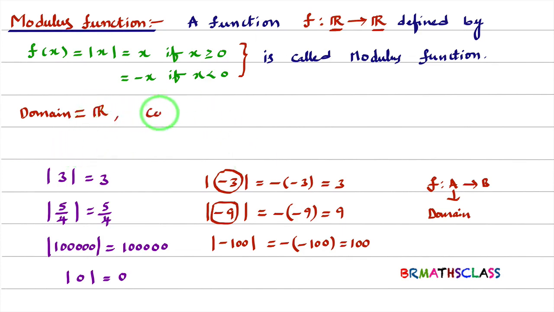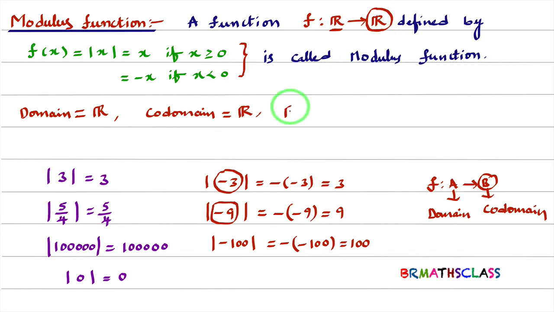And what about the codomain of modulus function? If f from A to B is a function, then set B is called codomain. Here you see this function is from where to where? Set of all real numbers to real numbers. Now what is the codomain of this function? The codomain of this function is set of all real numbers.